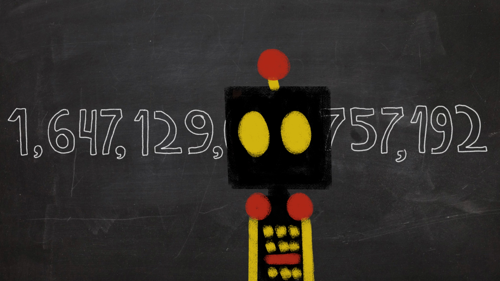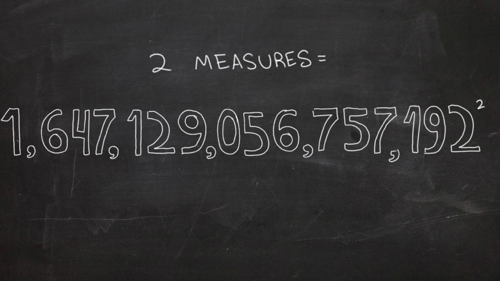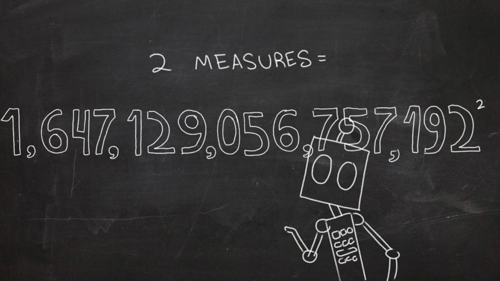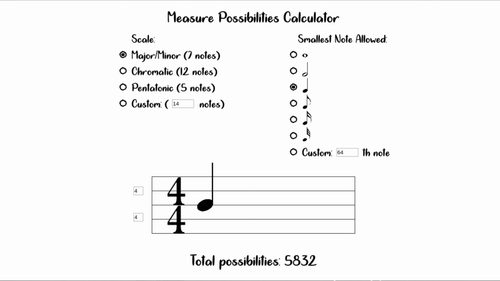In fact, to calculate the number of possibilities for 2 measures, you would simply multiply this number by itself. For each additional measure you add, the number of possibilities grows 1 quadrillion times larger. That's incredible. But wait, that's only the calculation when you work with those arbitrary parameters we set. What if you want your composition to include more than 7 notes, or have notes smaller than 16th notes? Introducing my grand invention, the Measure Possibilities Calculator. Input your scale, input the smallest note allowed, you can even change the time signature, and all of these can have custom values, so go crazy. Your answer appears in the blink of an eye.